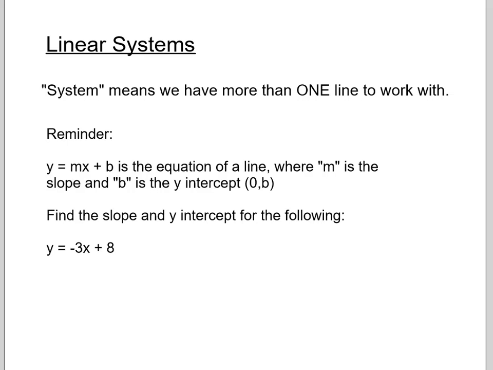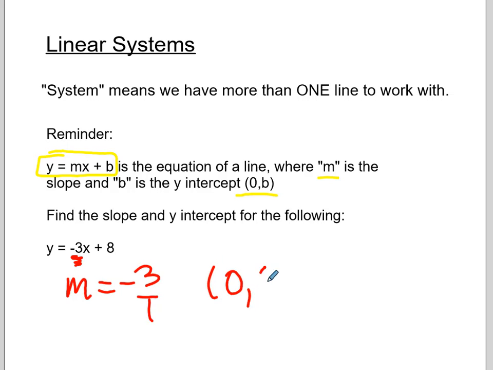So quick reminder, y equals mx plus b. This is one of our most useful forms of a linear equation, where m is the slope and b is the y-intercept. Okay, so find the slope and y-intercept for the following. So we have a slope here of negative 3 over 1, and that comes from that value, and our y-intercept is (0, 8), and that comes from the b value.